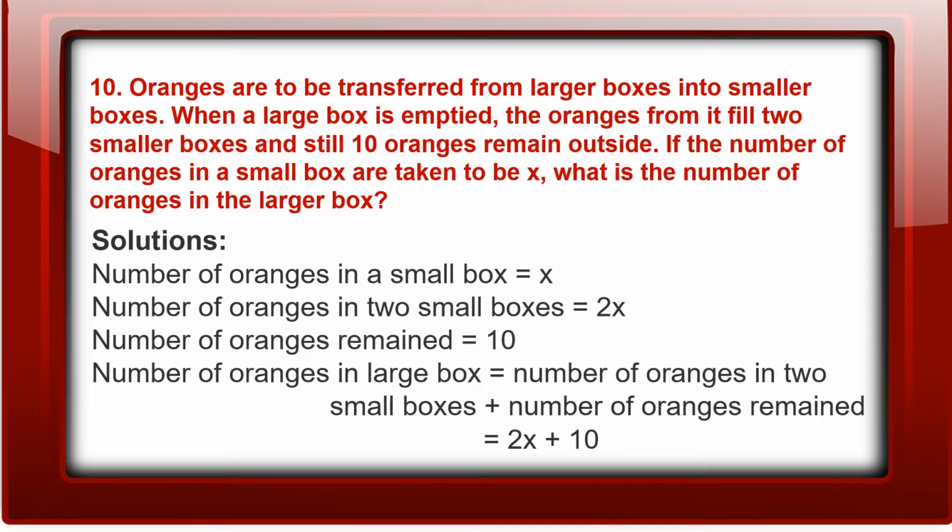First, we can take the number of oranges in a small box as x. How many small boxes are there? 2 boxes, so 2x, isn't it? How many remaining? 10. So the total number of oranges in the large box is 2x plus 10. Is that easy? Yes. Very good. So you should read the question 2 or 3 times, then convert it into an algebraic expression. Read what operation you should use and what is given in the question. Then you can easily write the algebraic expression.